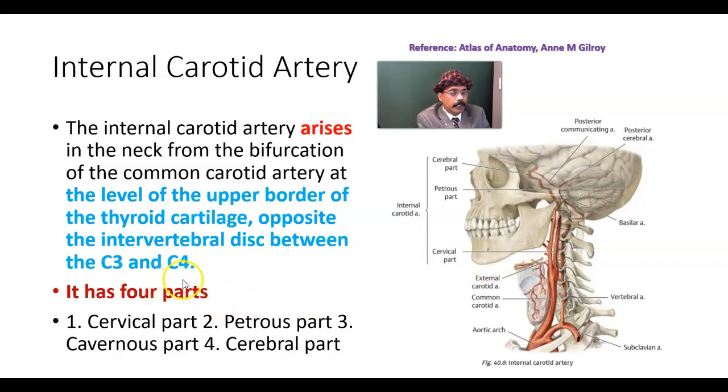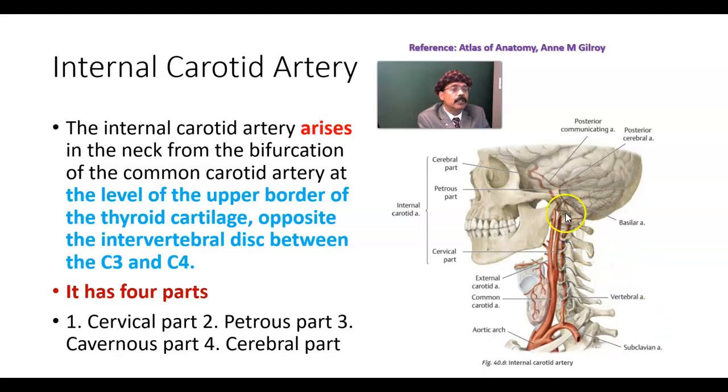The internal carotid artery has four parts: the cervical part that is present in the neck, then the petrous part that is a part of the temporal bone, the cavernous part, the part of the internal carotid artery when it passes through the cavernous venous sinus, and the cerebral part, which is at the base of the brain.